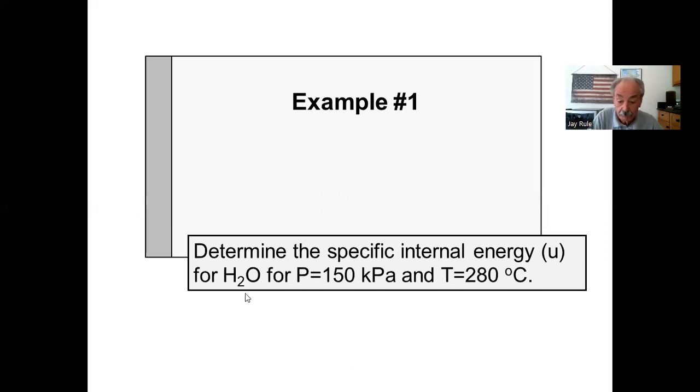For H2O, determine the specific internal energy, little u, for pressure 150 kPa and temperature 280 degrees C. This is a simple problem. It's tough if you don't know where to start. So here we go.